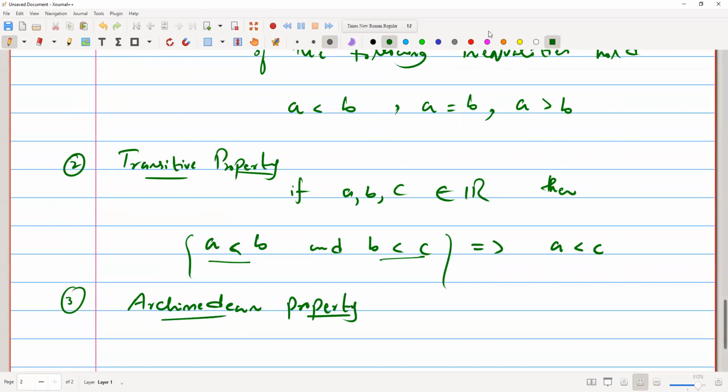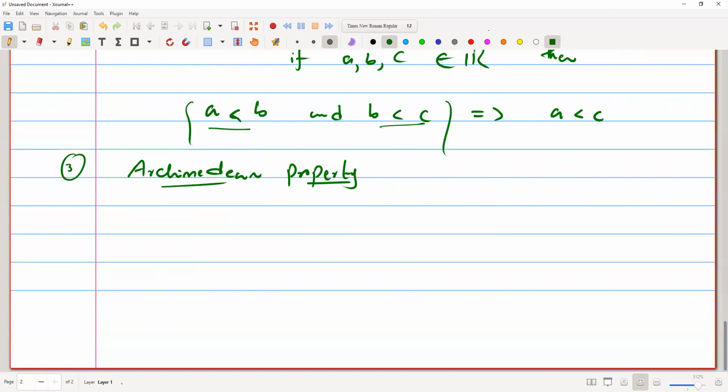Okay, so the Archimedean property says, very important property, that if A belongs to the set of real numbers, then there exists a positive integer. I will call it Z plus, because Z is the notation for the integers, and when I apply the plus sign, it means it's from the positive integers, such that n is greater than A.